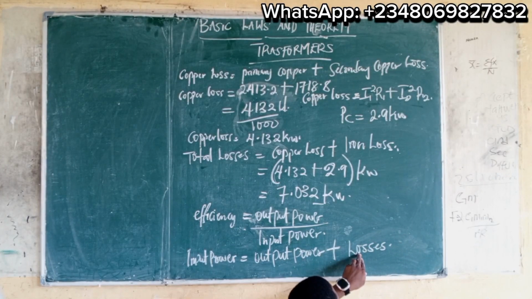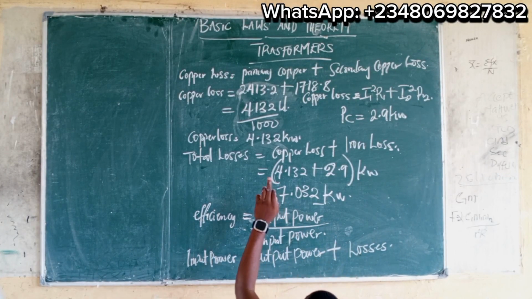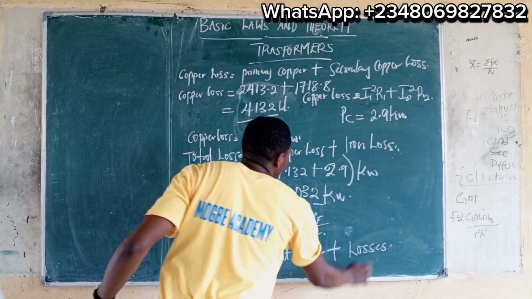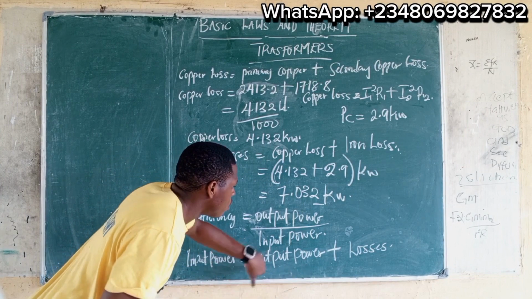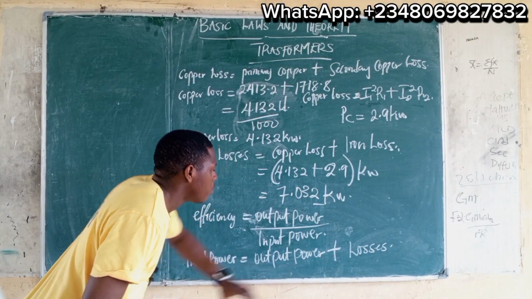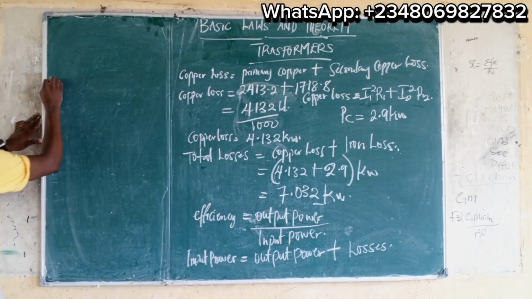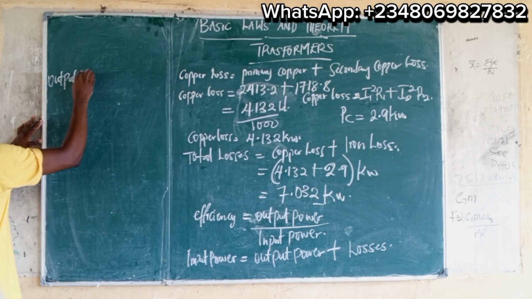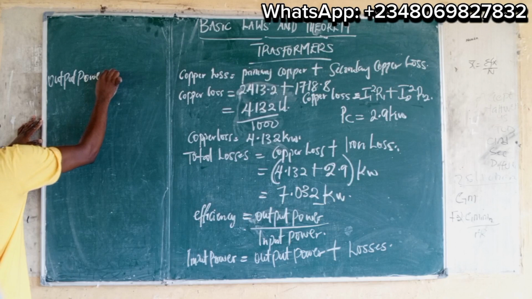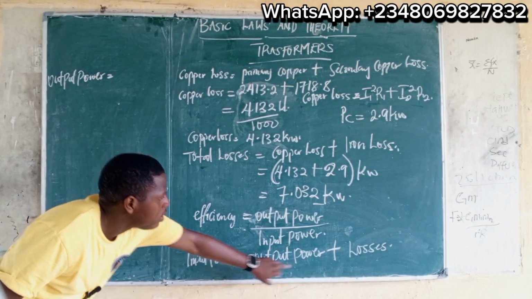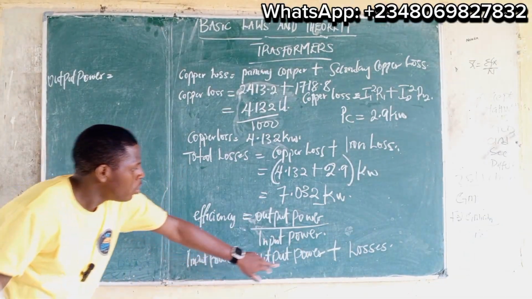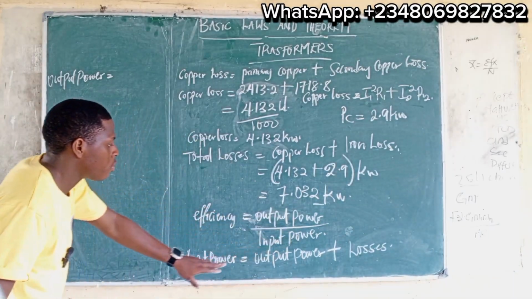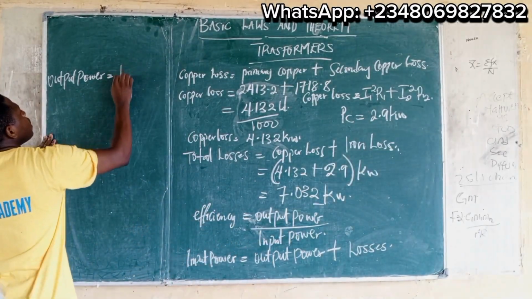Now, what is the losses there? Both your copper loss and your iron loss. That is the losses we have here. From this equation, we can simply get our output power. Take this to the other side of your equation. Addition crossing an equality sign will simply turn to subtraction.